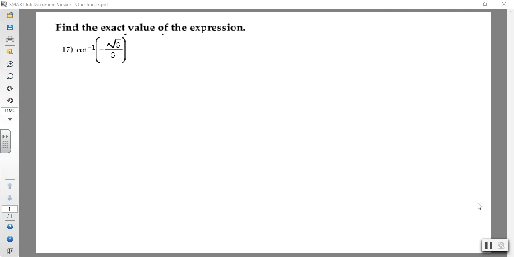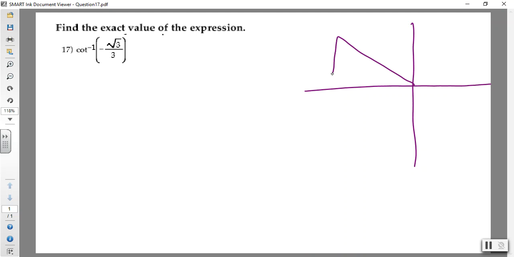Let's look at problem number 17. Find the exact value of the expression arc cotangent of negative square root of 3 over 3. Well, since it is negative, let's go to the third quadrant and make a reference triangle. Now, when we look at this, we can see that we have negative square root of 3 over 3.